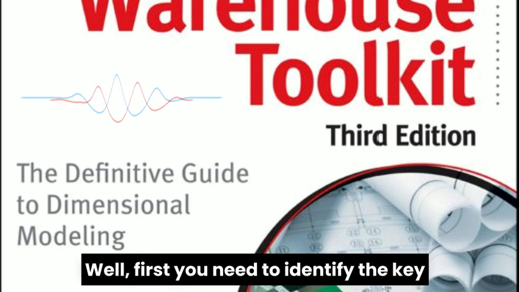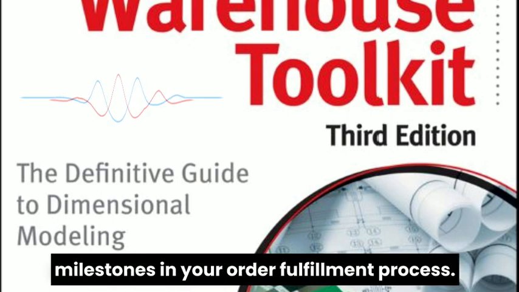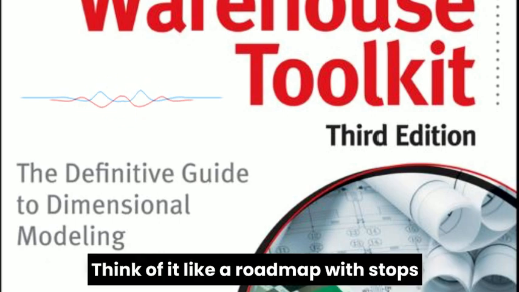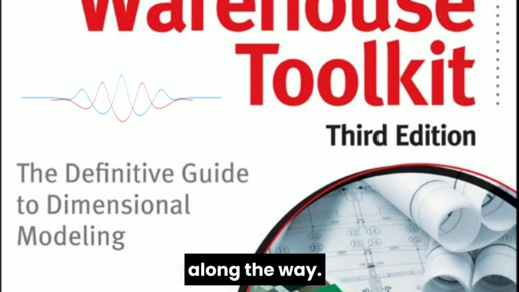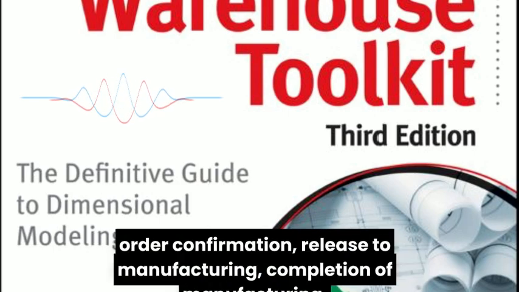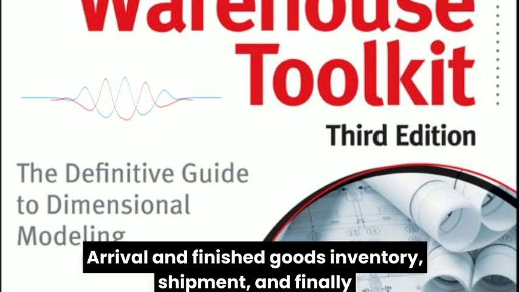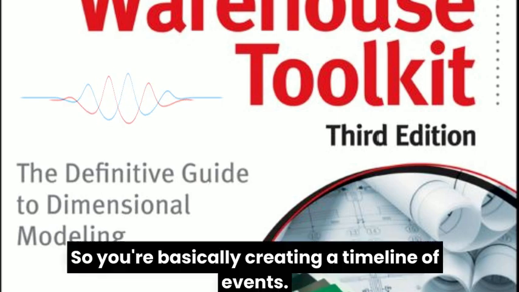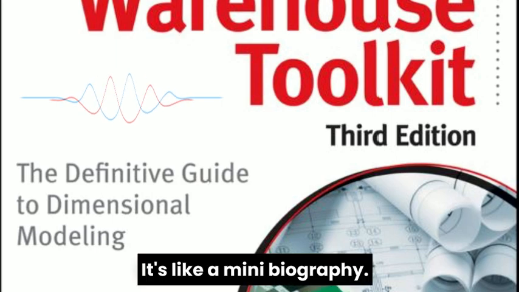Well, first you need to identify the key milestones in your order fulfillment process. Okay. Think of it like a roadmap with stops along the way. Right. So you might have things like order placement, order confirmation, release to manufacturing, completion of manufacturing, arrival in finished goods inventory, shipment, and finally invoicing. So you're basically creating a timeline of events for each order. It's like a mini biography. Right.